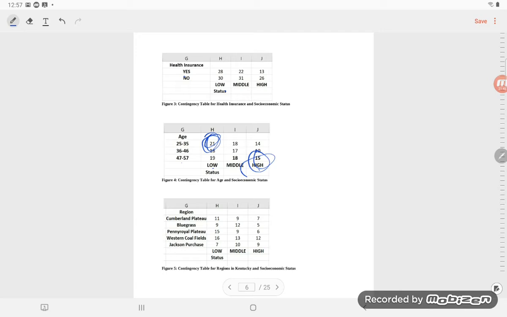And so I would be actually more amazed if there weren't. And so I would expect that if I ran a chi-squared test on these two variables, I would expect to reject the null hypothesis, H0, that age and status are independent.